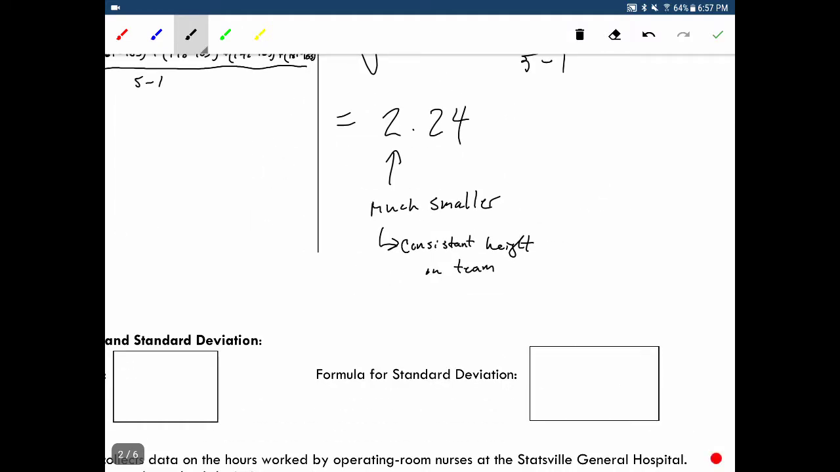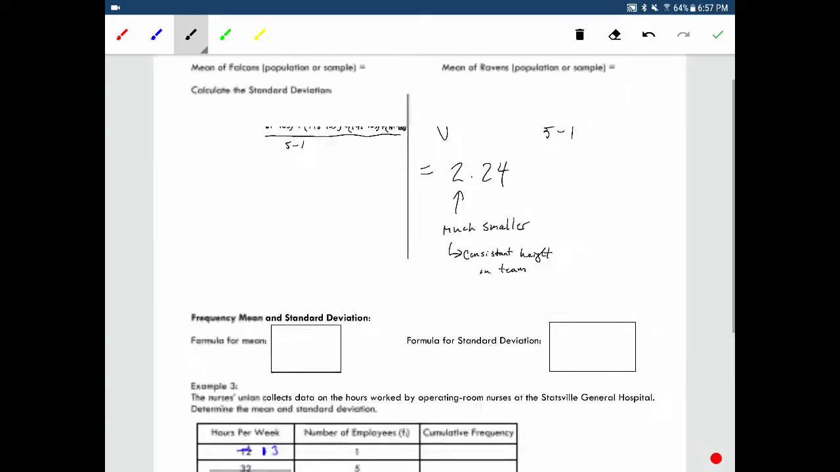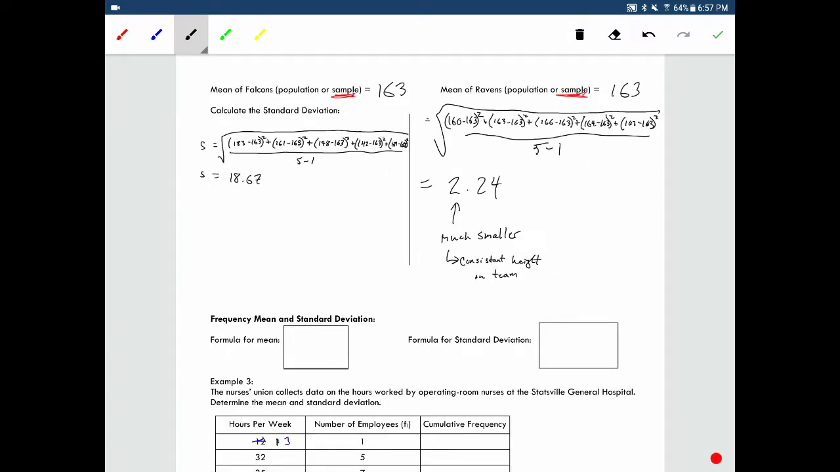Anyway, what this means is with the first team, which I can't remember what they were called, oh, they were the Falcons, the Falcons have really short people and really tall people. But the Ravens, they're all just pretty much the same. Nobody's super tall, nobody's super short. They're all kind of in the middle.